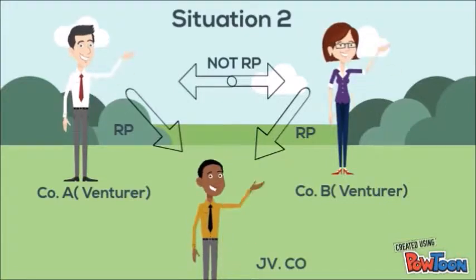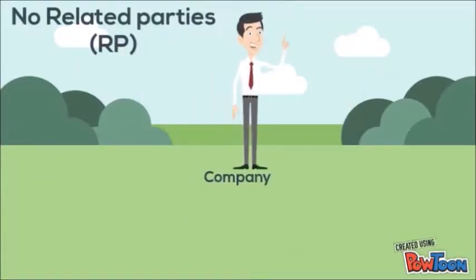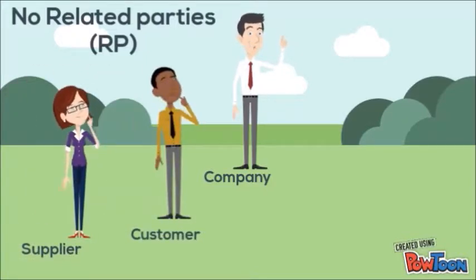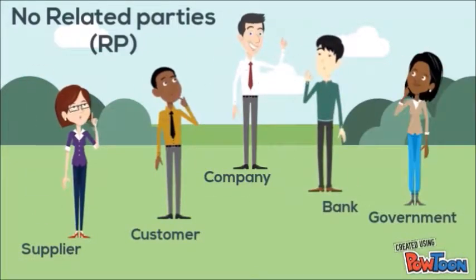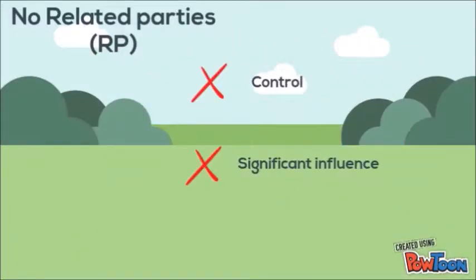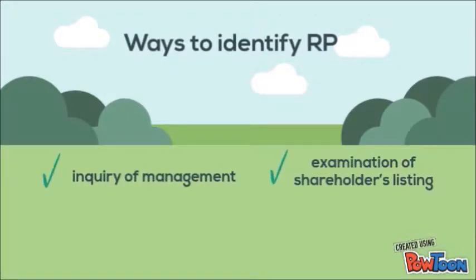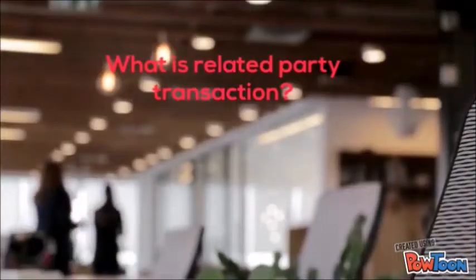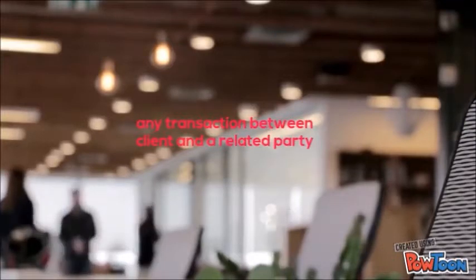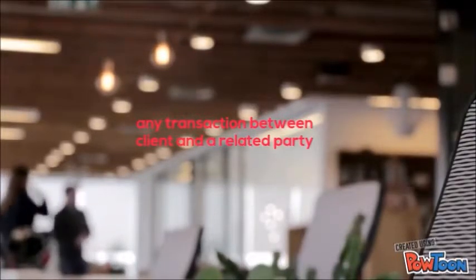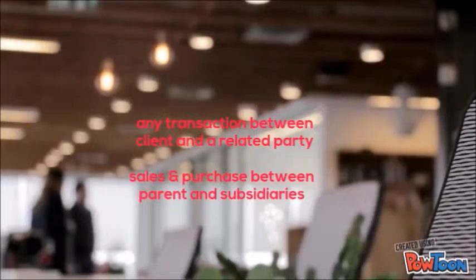There are no related parties between a parent or a company and a supplier, customer, bank, or government, because we do not have control or significant influence over them. Common ways to identify related parties are from inquiry of management and examination of the shareholders listing. What is a related party transaction? It can be referred to as any transaction between the client and a related party. For instance, sales and purchases between parent and subsidiaries.